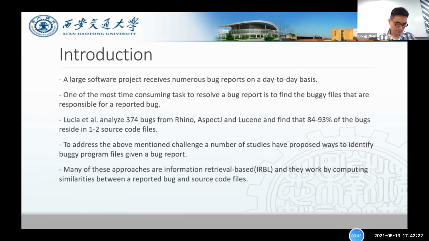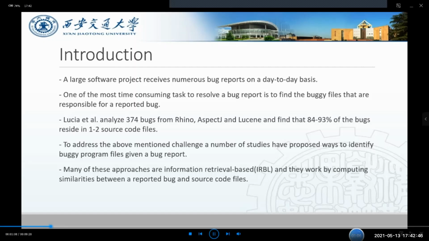Researchers find that most bugs reside in one or two source code files. To address this challenge, bug localization techniques are proposed to identify buggy files, and information retrieval-based bug localization has received a lot of attention due to its low computing cost and minimal external dependencies. They work by computing similarities between a reported bug and source code files.